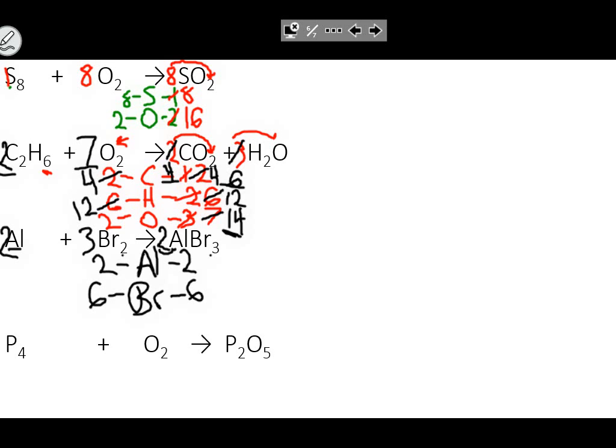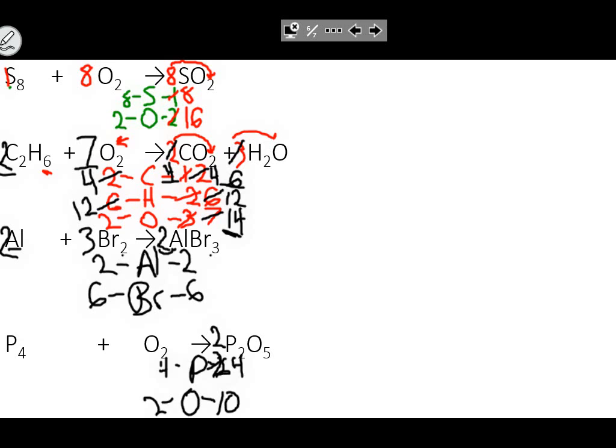Phosphorus and oxygen go to make phosphorus oxide. Only got 2 elements, P and O. Let's balance the phosphoruses first. We got 4 over here, 2 over here. Whiteboard will work towards the bottom. So I'm gonna put a 2 here. That makes this 4. Balances that. Makes that 10.